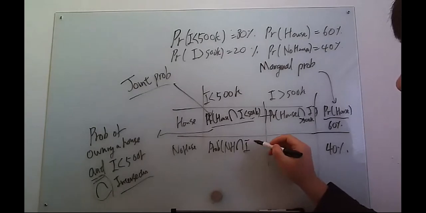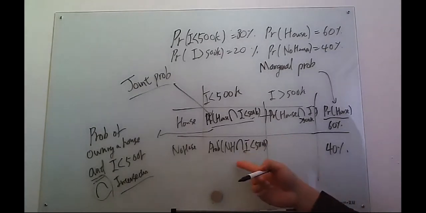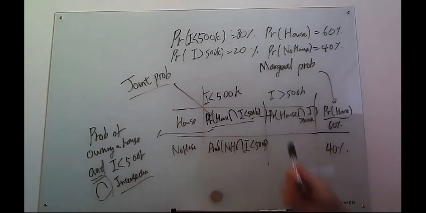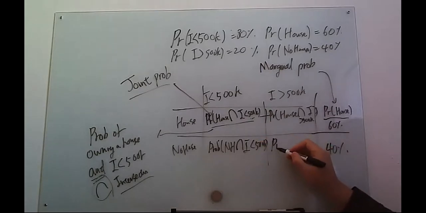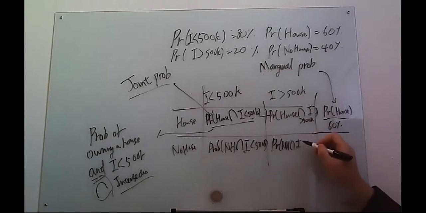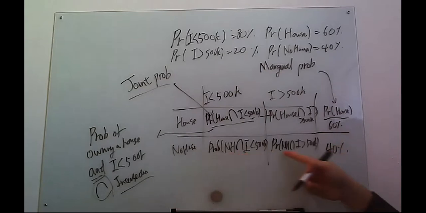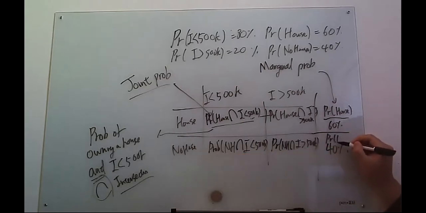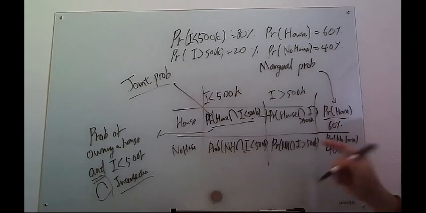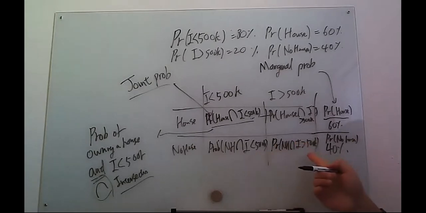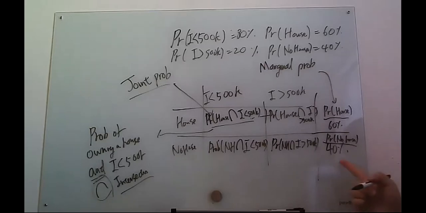At the same time, income less than 500K. That is basically you don't own a house, but at the same time, your income is less than 500K. This is a joint probability. And similarly, you still don't own a house, but your income is greater than 500K. That's why the summation of these would be the probability of no house. In other words, your income is either less than 500K or greater than 500K, but you still don't own a house no matter what happens to your income. So your probability of no house would be 40%.